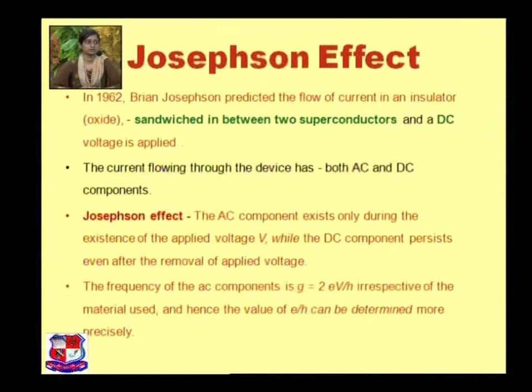Now the current flowing through the device has both AC and DC components. It is called the AC Josephson effect and also the DC Josephson effect. The AC component exists only during the existence of the applied voltage V, while the DC component persists even after the removal of the applied voltage. This is the difference between the AC Josephson effect and the DC Josephson effect. The frequency of the AC component is f equal to 2eV per h, irrespective of the material used, and hence the value of e by h can be determined more precisely.